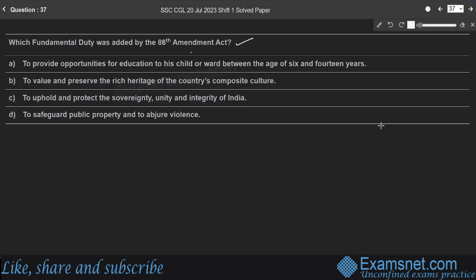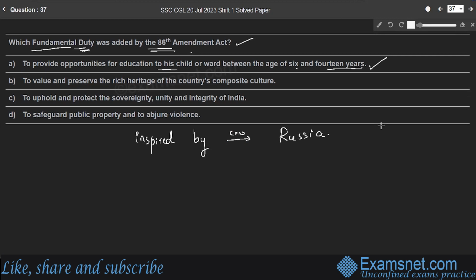Question 37. Which fundamental duty was added by the 86th Amendment Act? Here option A, to provide opportunities for education to his child or ward between the age of 6 and 14 years, was added by the 86th Amendment Act. Students, the idea of fundamental duties was inspired by the Constitution of Russia.